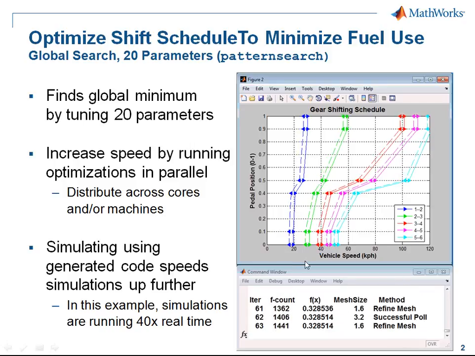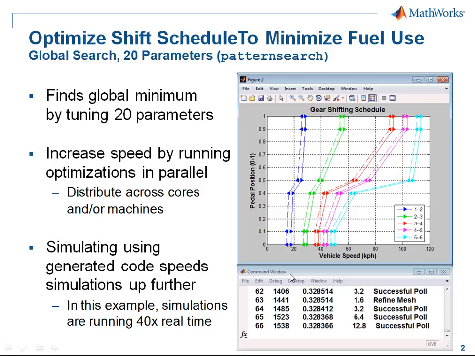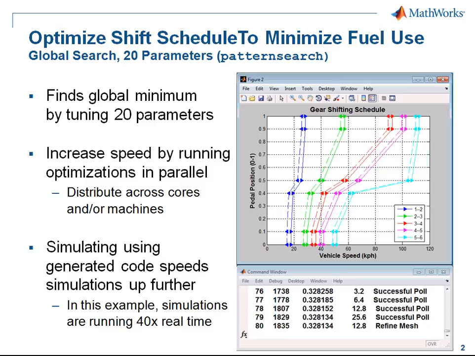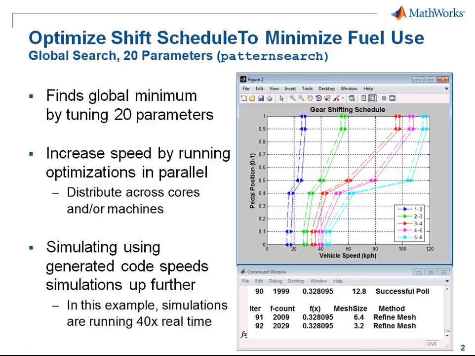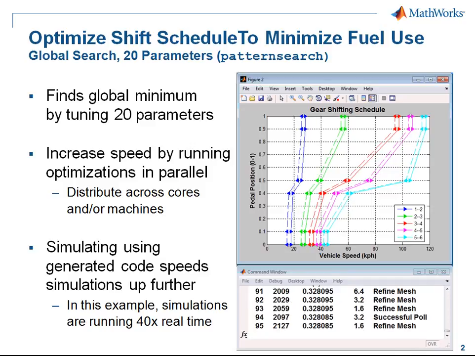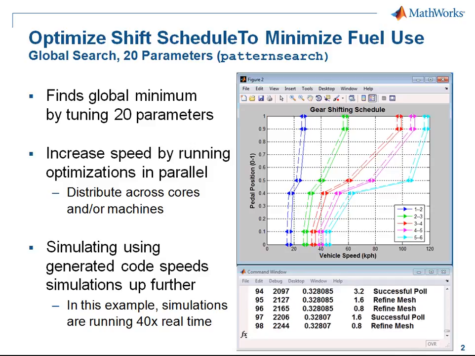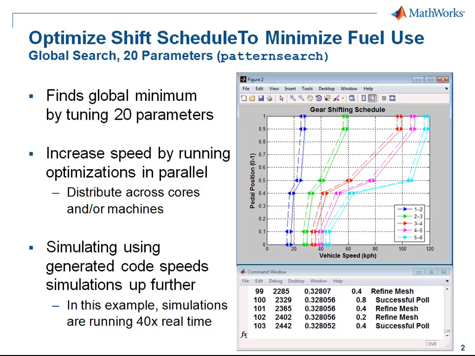By running this on one core, varying 20 parameters with a simulation that takes about 4 or 5 seconds to run, this took about 13 hours. If we were to distribute these simulations among multiple cores or among multiple machines, we could reduce that time significantly. So if I just had a quad-core machine, this optimization would take about 3 hours, and you can imagine that it could go faster from there.